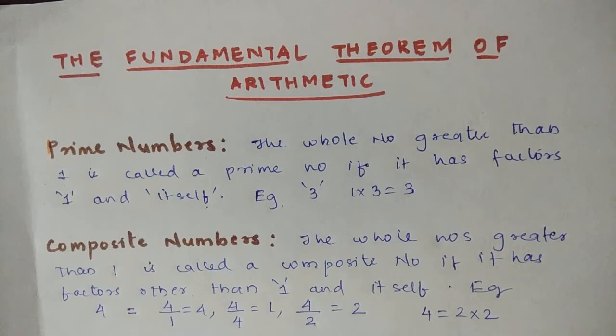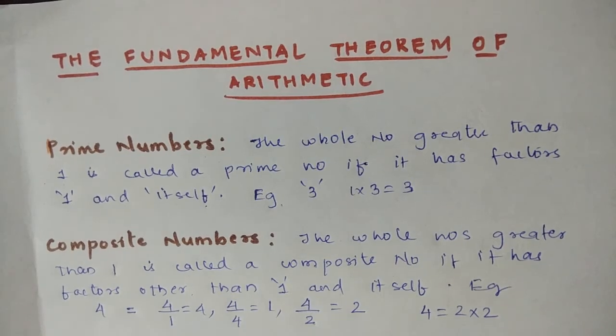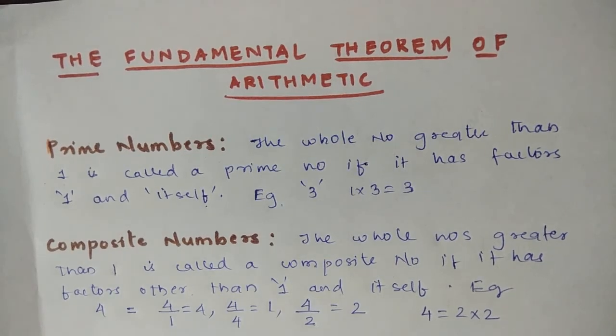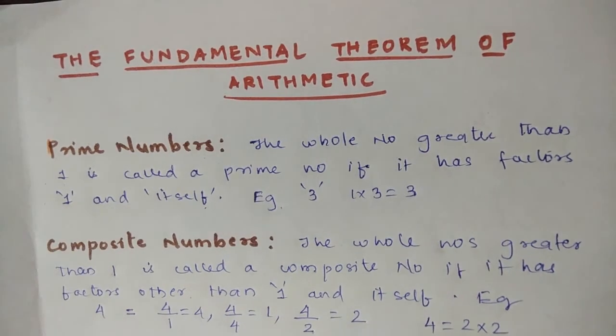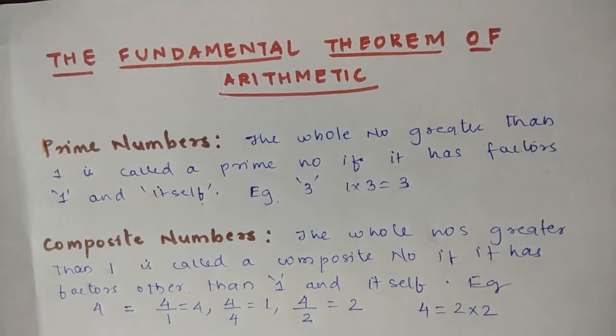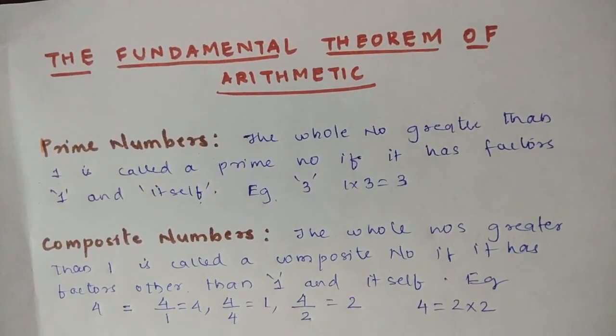What are prime numbers? A whole number greater than 1 is called a prime number if it has factors 1 and itself. What is a whole number? The numbers starting from 0, but a prime number should be greater than 1, and its factors are only 1 and itself. So the first prime number is nothing but 2.